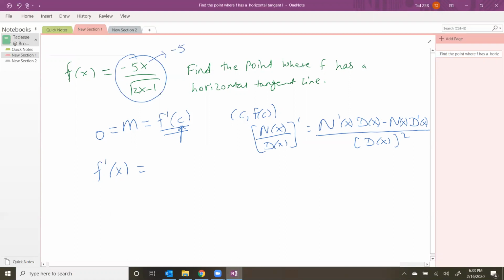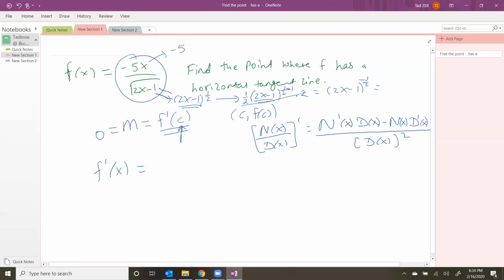Radical 2x minus 1 means nothing but 2x minus 1 to the power of 1/2. So its derivative, I have to use the chain rule, in particular the general power rule. It will be half times 2x minus 1 to the power of half minus 1, times the derivative of the inside, which is 2. Now the 2 cancels out. What's left is 2x minus 1 to the power of half minus 1, which is negative half.